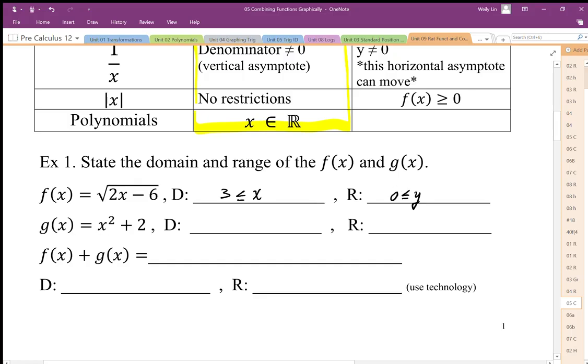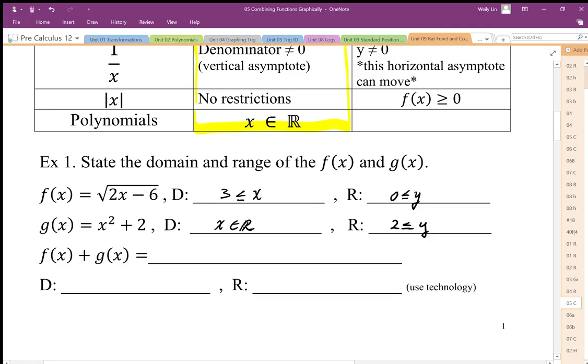For g, it's a polynomial, a quadratic, so x is going to be all real. So we're going to have no restrictions on the x. And then for the range, we know that it's going to be positive 2. So y is going to be greater than or equal to positive 2 because its vertex is at positive 2 and it faces up. Now what happens when we put this together?